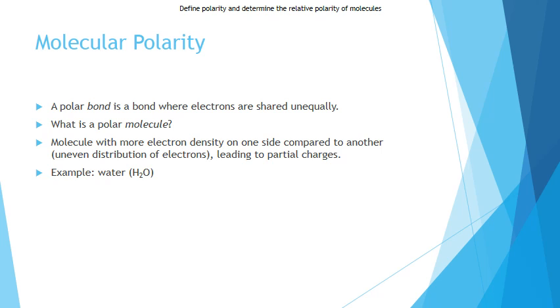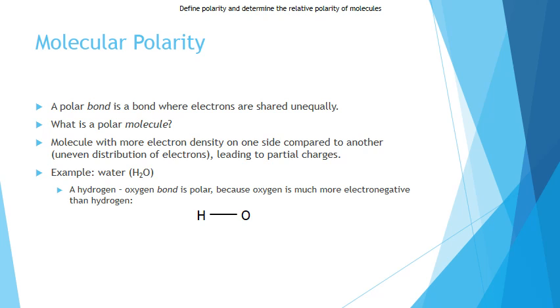So an example of this, water is a great example. We're very familiar with water, it's very important to us. We know that a hydrogen-oxygen bond, not talking about the entire molecule, but just a bond between hydrogen and oxygen, is polar, because oxygen is more electronegative than hydrogen. So if we have a bond between oxygen and hydrogen, the oxygen has an electronegativity of 3.5, hydrogen is only 2.1, so that electron density gets pulled towards the oxygen.